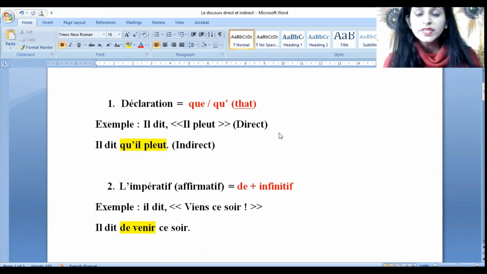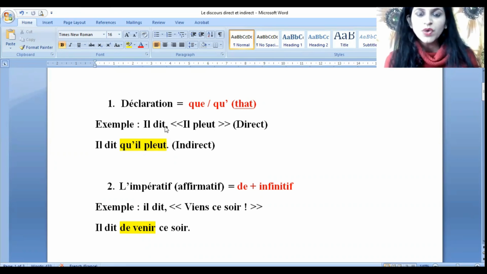Declaration. How do we do a declaration sentence? Declaration means the same person is declaring something. Okay, the same person is saying something. For example, il dit, il pleut. You also need to understand the difference between a direct and an indirect sentence. So can you see the direct sentence? Il dit, comma, then double arrows, il pleut, and arrows closed. Okay, so this is a direct sentence. And when you make an indirect sentence, you join both of the things and you put a full stop. So the sentence becomes indirect.